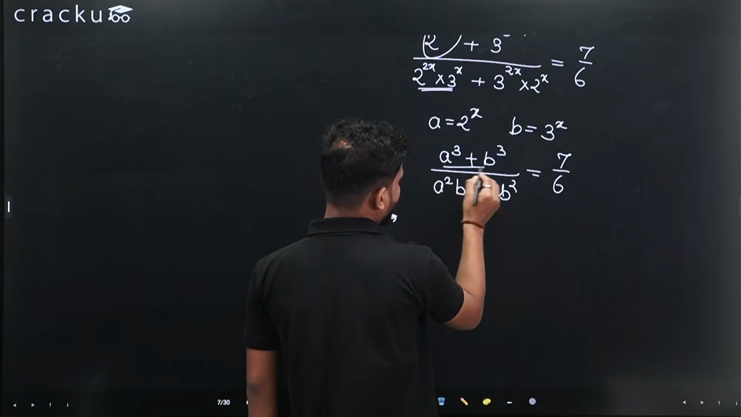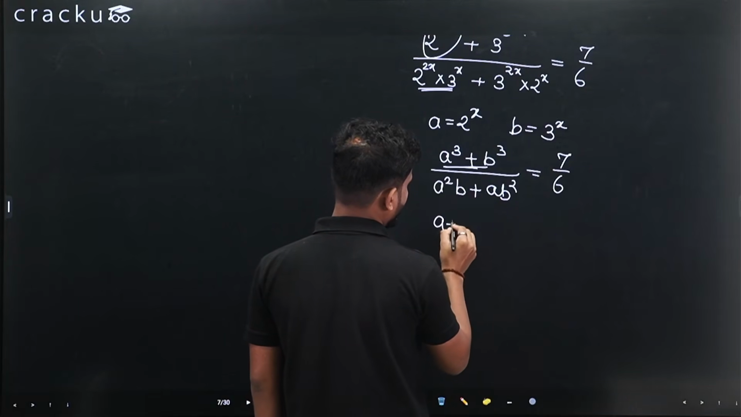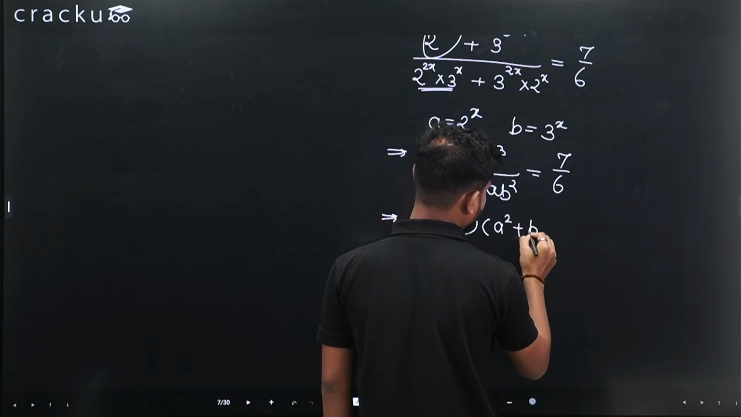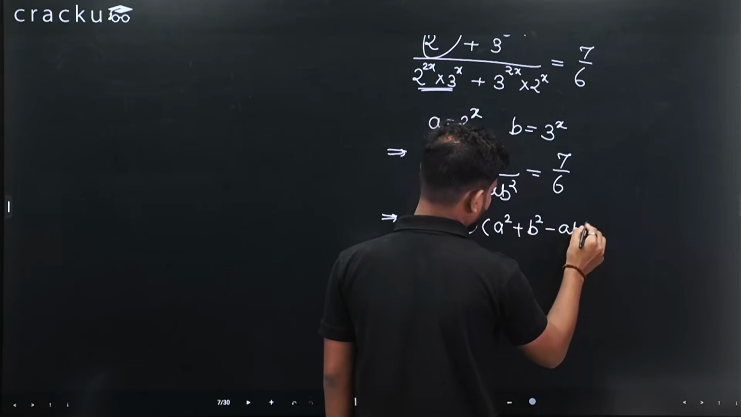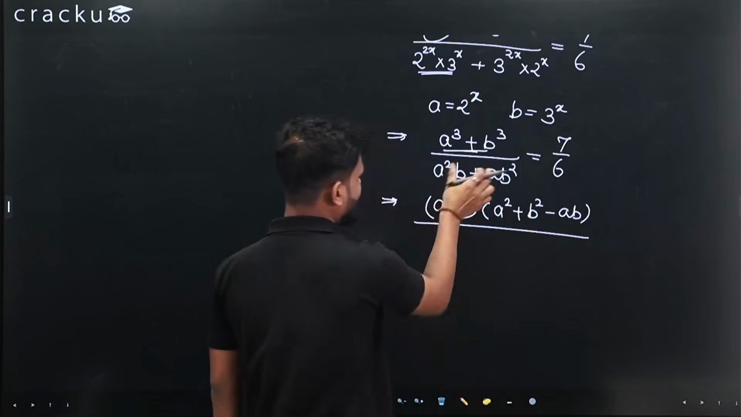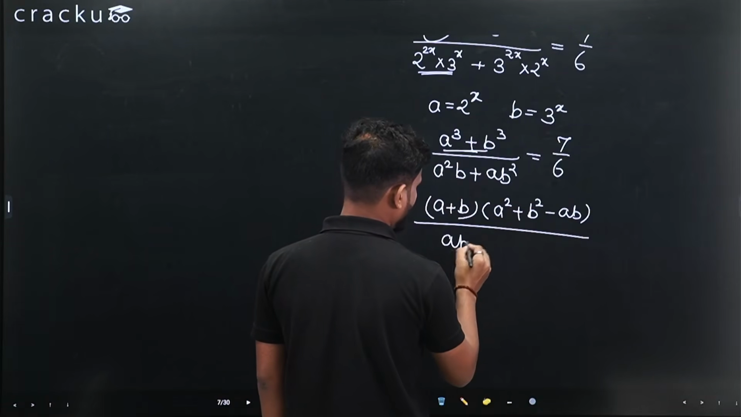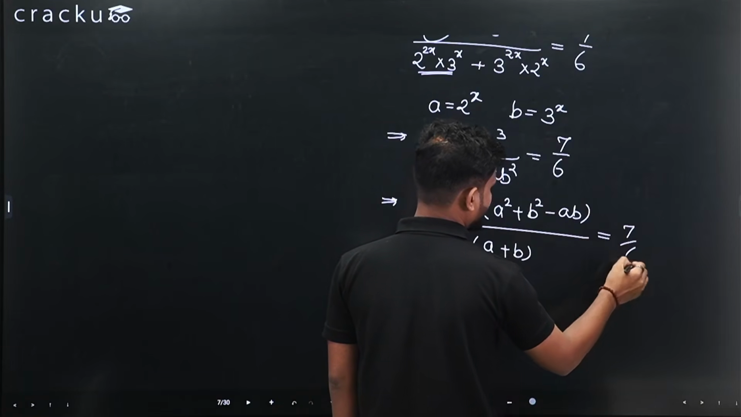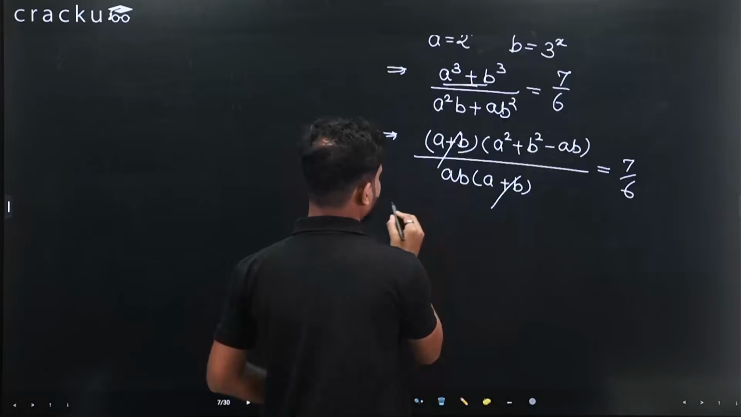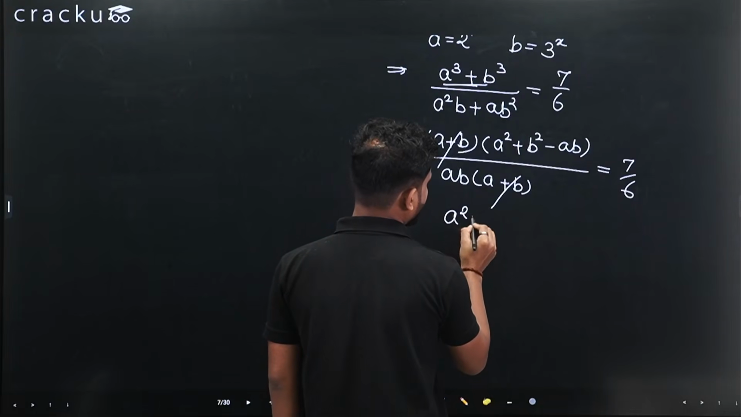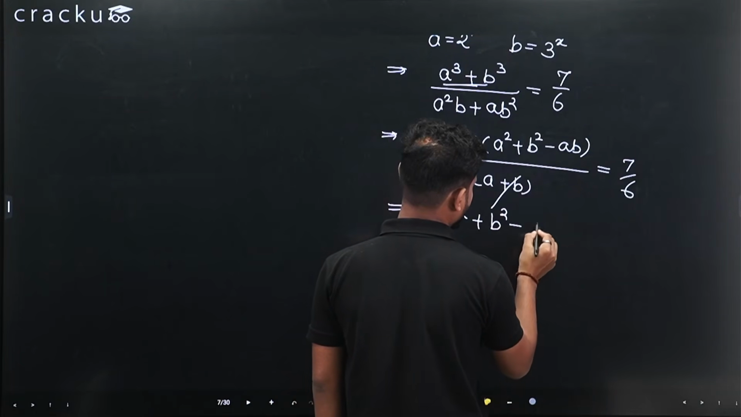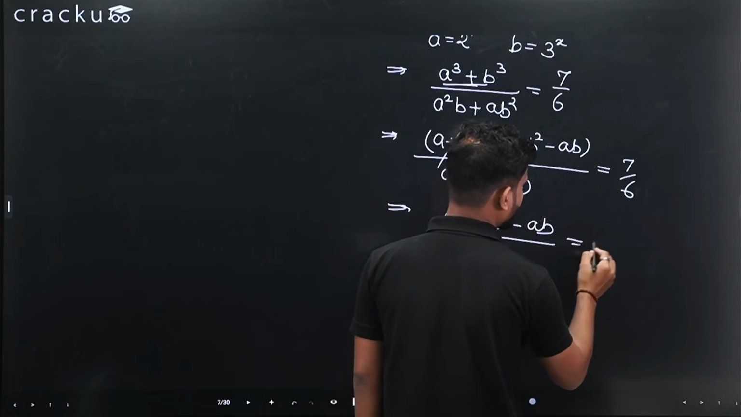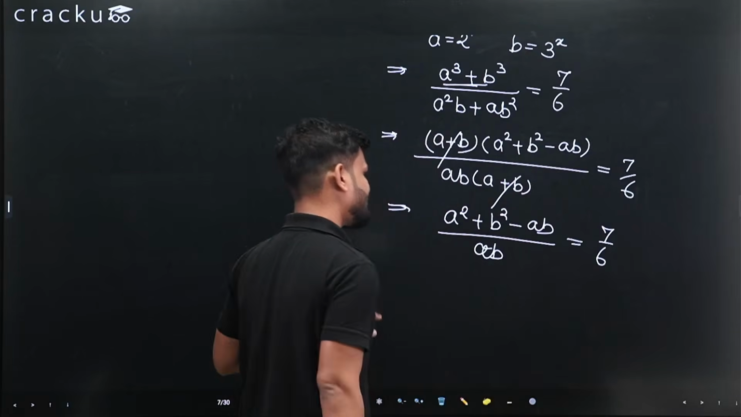You can write this above thing as (A + B)(A² + B² − AB) upon... Here you can take AB common. So if you take AB common, you will be left with (A + B) is equal to 7 by 6. You can cancel A + B. From here you get (A² + B² − AB) upon AB is equal to 7 by 6.